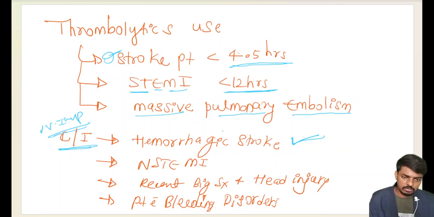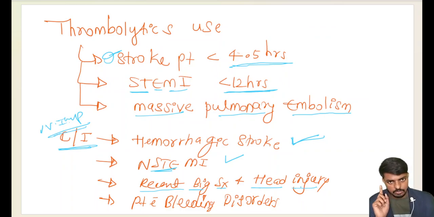Okay, and when the patient comes with myocardial infarction without ST elevation, so in a non-ST elevated MI, we will never ever use the thrombolytic medication. If the patient has any recent big surgeries or any recent head injuries, we will never ever use the thrombolytics, because they promote internal bleeding. If internal bleeding occurs, there is a highest risk of mortality. So we will never ever use the thrombolytics in a patient with recent big surgeries and recent head injury history.